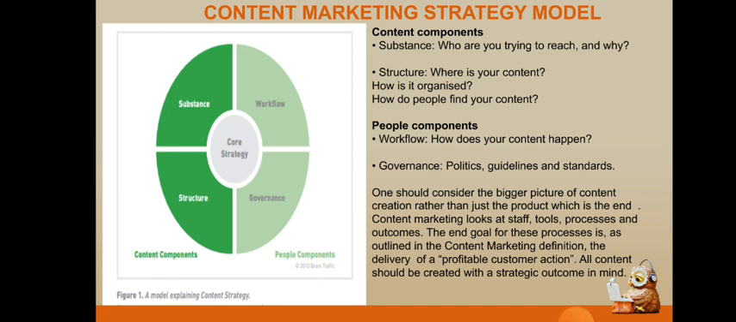By content, I need to let you know that in our digital age, content can come in the form of what we see, what we hear, and then what we see and hear. What we see: pictures, graphics. What we hear: audio. And what we see and hear: video. So content can come in the form of text, pictures, audio, and also video. So you have to ask yourself, where is your content, how is it organized, and how do people find your content?